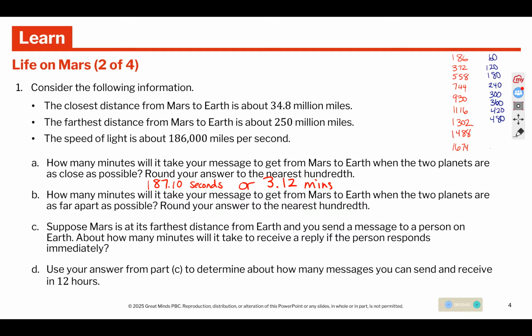Part B says, how many minutes will it take your message to get from Mars to Earth when the two planets are as far apart as possible? Round your answer to the nearest hundredth. So we're looking now at the 250 million split into 186,000 miles per second to figure out how many seconds, and then we'll convert it to minutes.